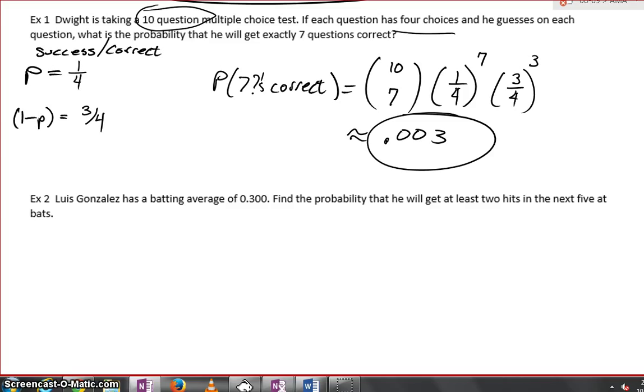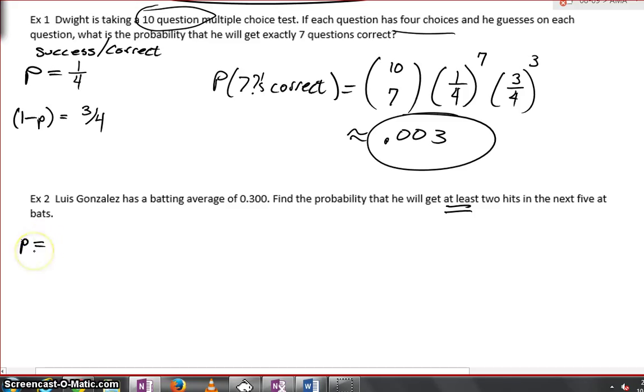So Luis Gonzalez, he was a real player. He played a number of years ago. Has a batting average of 0.300. 300 batting average. That's a good batting average for a baseball player. Find the probability he will get, here's a word we're going to see a lot, at least 2 hits in the next 5 at-bats. Well, we could begin to talk about this.